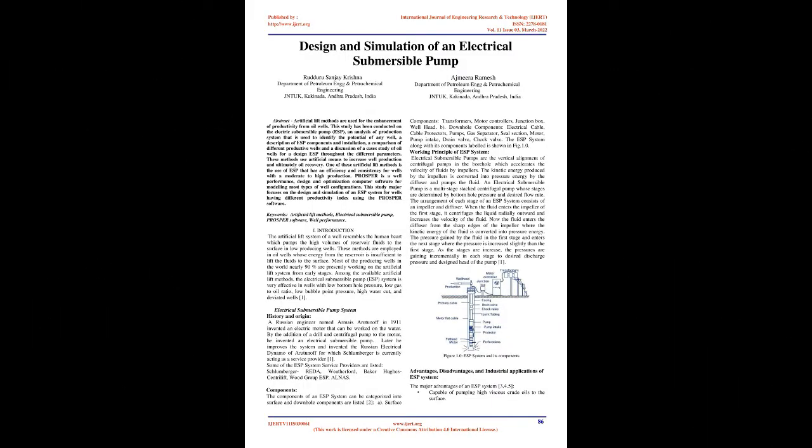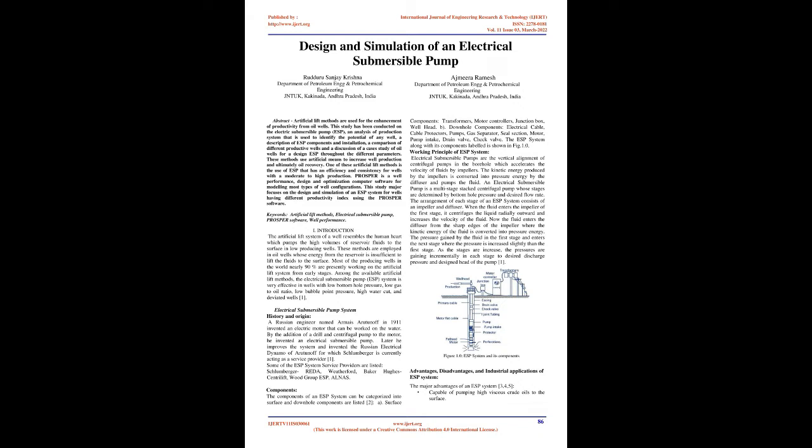Design and simulation of an electrical submersible pump. Abstract: Artificial lift methods are used for the enhancement of productivity from oil wells. This study has been conducted on the electric submersible pump, ESP, an analysis of the production system that is used to identify the potential of any well, a description of ESP components and installation, a comparison of different productive wells, and a discussion of a case study of oil wells for designing an ESP through the different parameters.